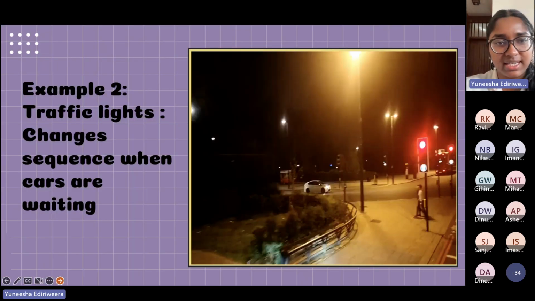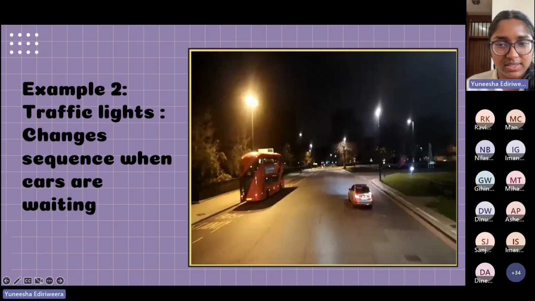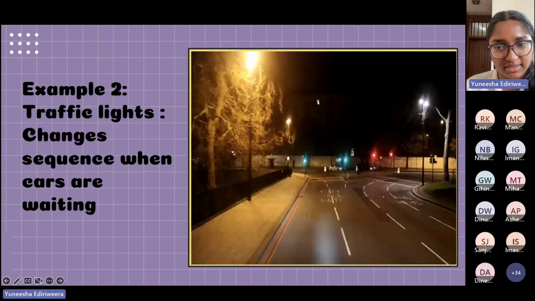So another example is traffic lights. Traffic lights change the sequence when cars are waiting. So when we take traffic lights, there are three colors: red, amber, and green. Red tells you to stop, yellow tells you to wait, and green tells you to go. So we can consider these three colors as states, and there is some sort of transition between these colors. So this short video clip shows that.